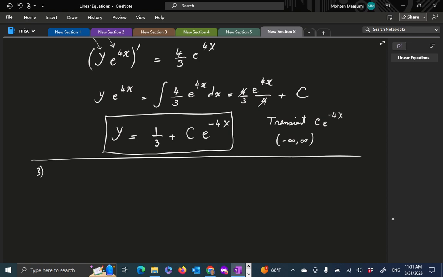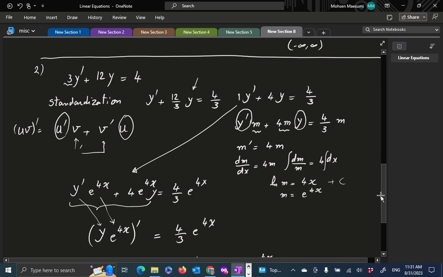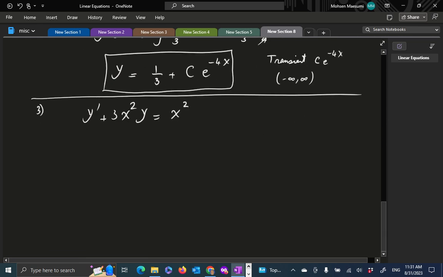So example 3: y prime plus 3x squared y is equal to x squared. We want to put everything in a quick black box and then get things done and move on quickly. The procedure that we introduced before was: multiply by m, make an equation for m, solve that equation. All of that can be placed into a little machine that will do this for us.